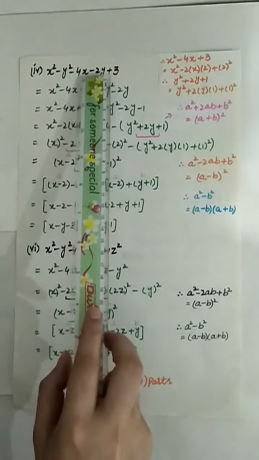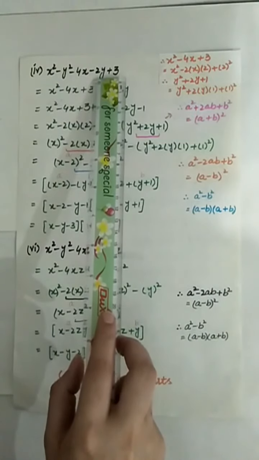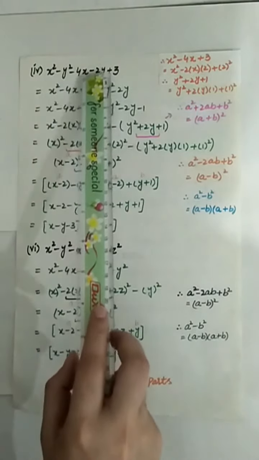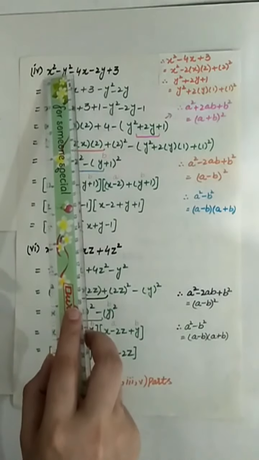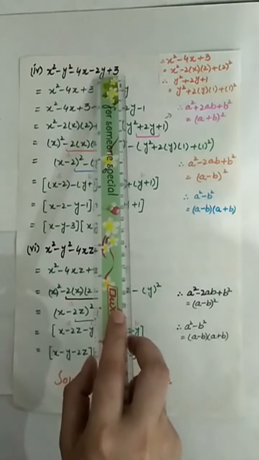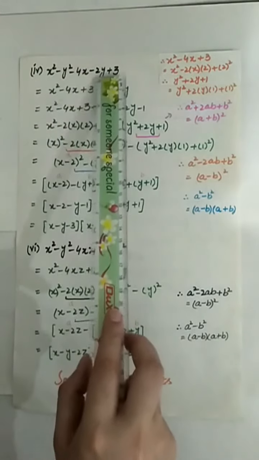Here there are two terms of the variable x and there are two terms of the variable y. So first we will complete the formula for the variable x because here the first variable is x, and then we will complete the formula for the variable y. Here we will complete the formula for both the variable x and y.